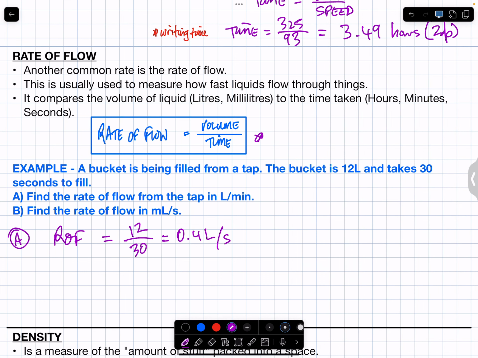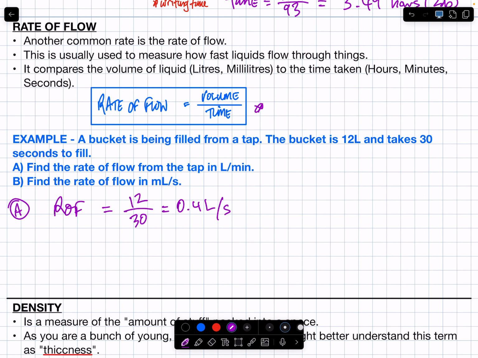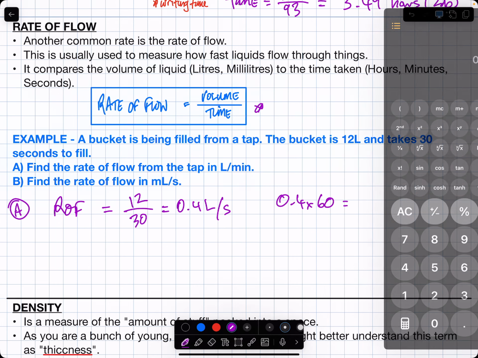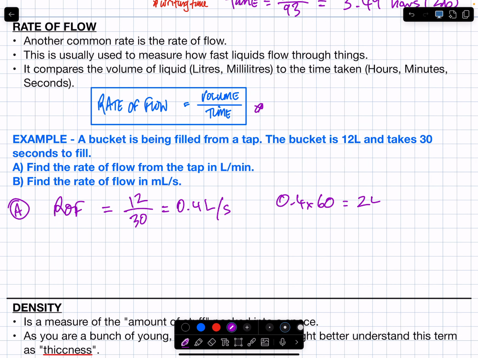But is that what the question is asking? Is that what A is asking you to do? Is it asking for it in litres per second or litres per minute? Per minute. I have it in seconds right now. What could I do with this number to get a minute's worth of flow? Multiply by 60. Good, because how many seconds are there in a minute? 60. So 0.4 times by 60. 24 litres per minute. Right, that's A. Get that, please.